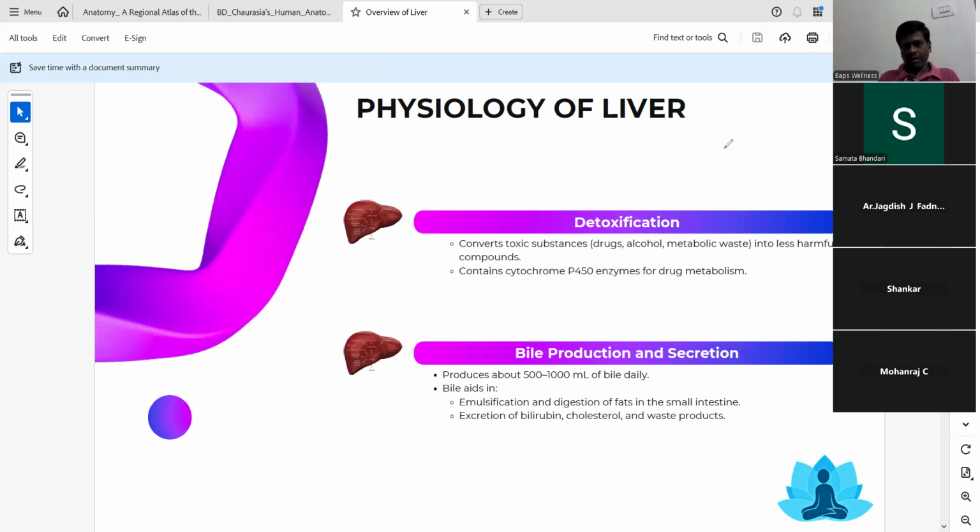Bilirubin is a byproduct of hemolysis. That is when the red blood cells are broken down by the spleen. Normally, the RBC stays for around 120 days in the body. After that, they are destroyed by the spleen. In this destruction process, it produces bilirubin. It's a toxic waste, which is detoxified by the liver.